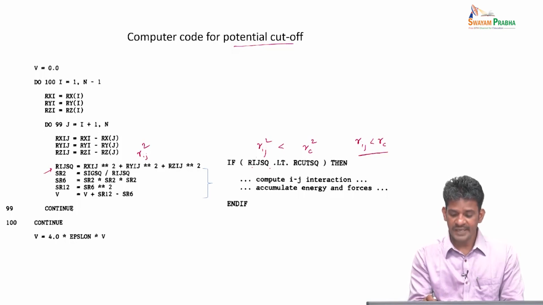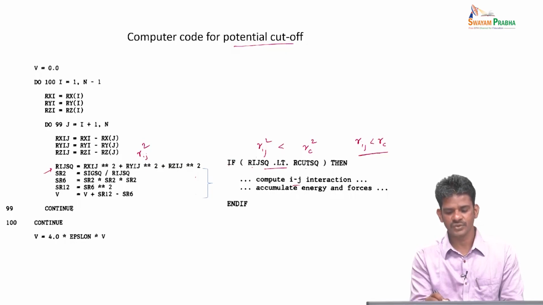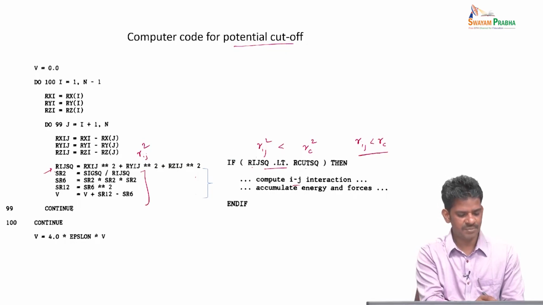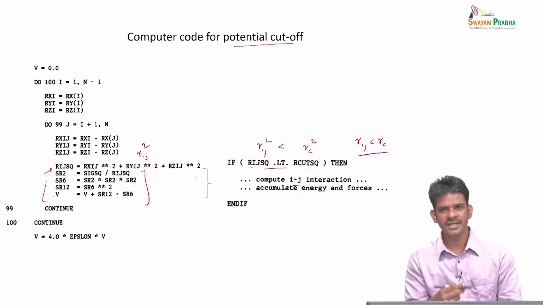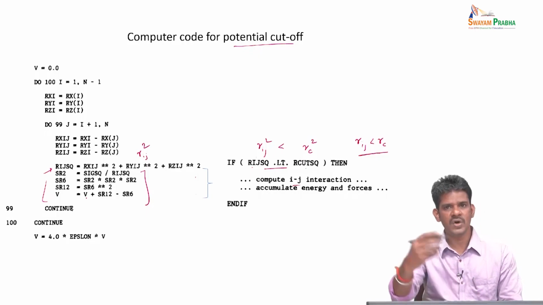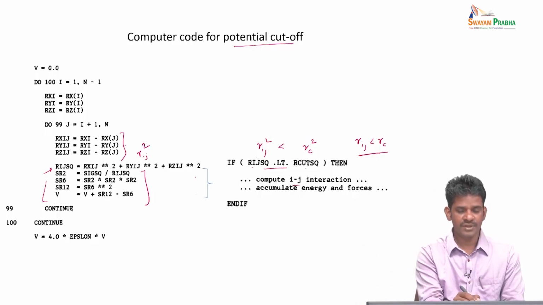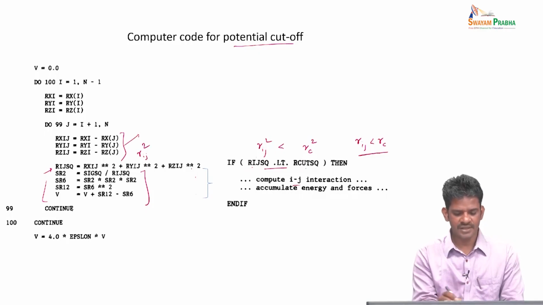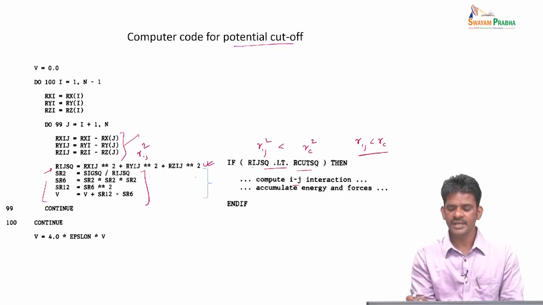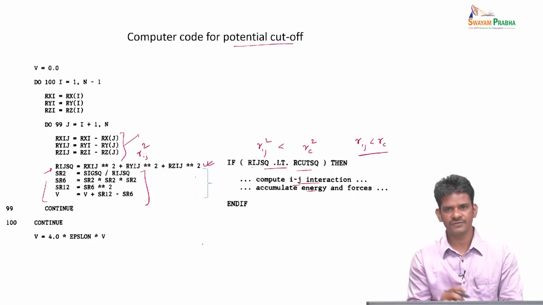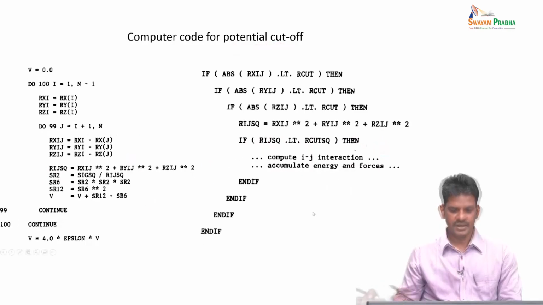Only if this condition is satisfied do you go about calculating the ij interactions via Lennard-Jones. If this condition fails, you don't do it. You can skip this set of operations because they are not going to add any energy, since the energy is zero beyond the potential cutoff. So at this step, we had to do the minimum image convention. After that, you calculate Rij squared and check whether it is less than Rcut squared or not. Only then do you calculate ij interactions. Otherwise, you go to the next pair and keep searching for the important pairs.